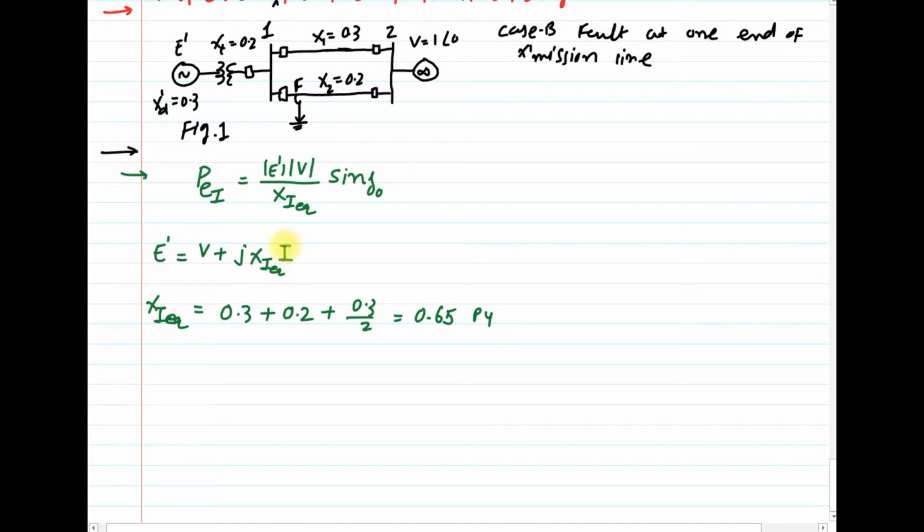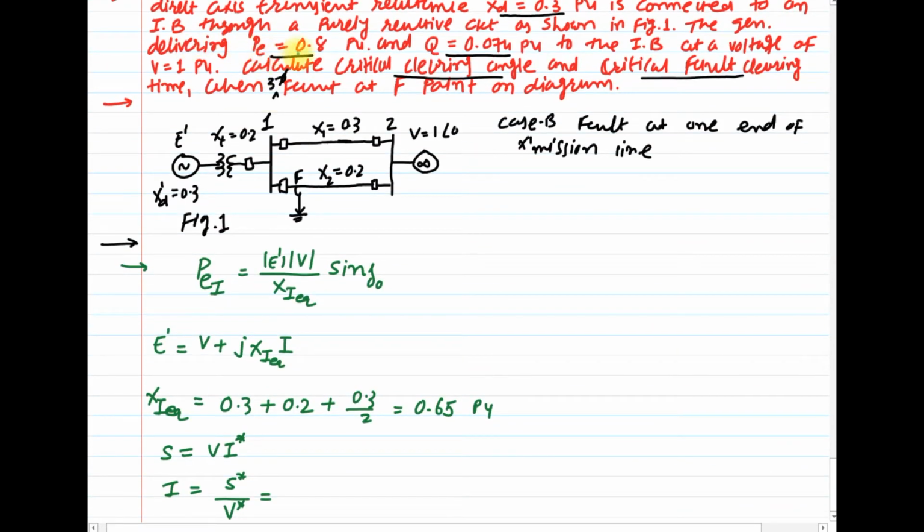Now our next objective is to calculate the flow of current from the machine to the infinite bus. So just recall the previous example which we have calculated. S is equal to V into I star. So from that, just make I the subject: I is equal to S star by V star. Clear? Here the active power and reactive power are given.